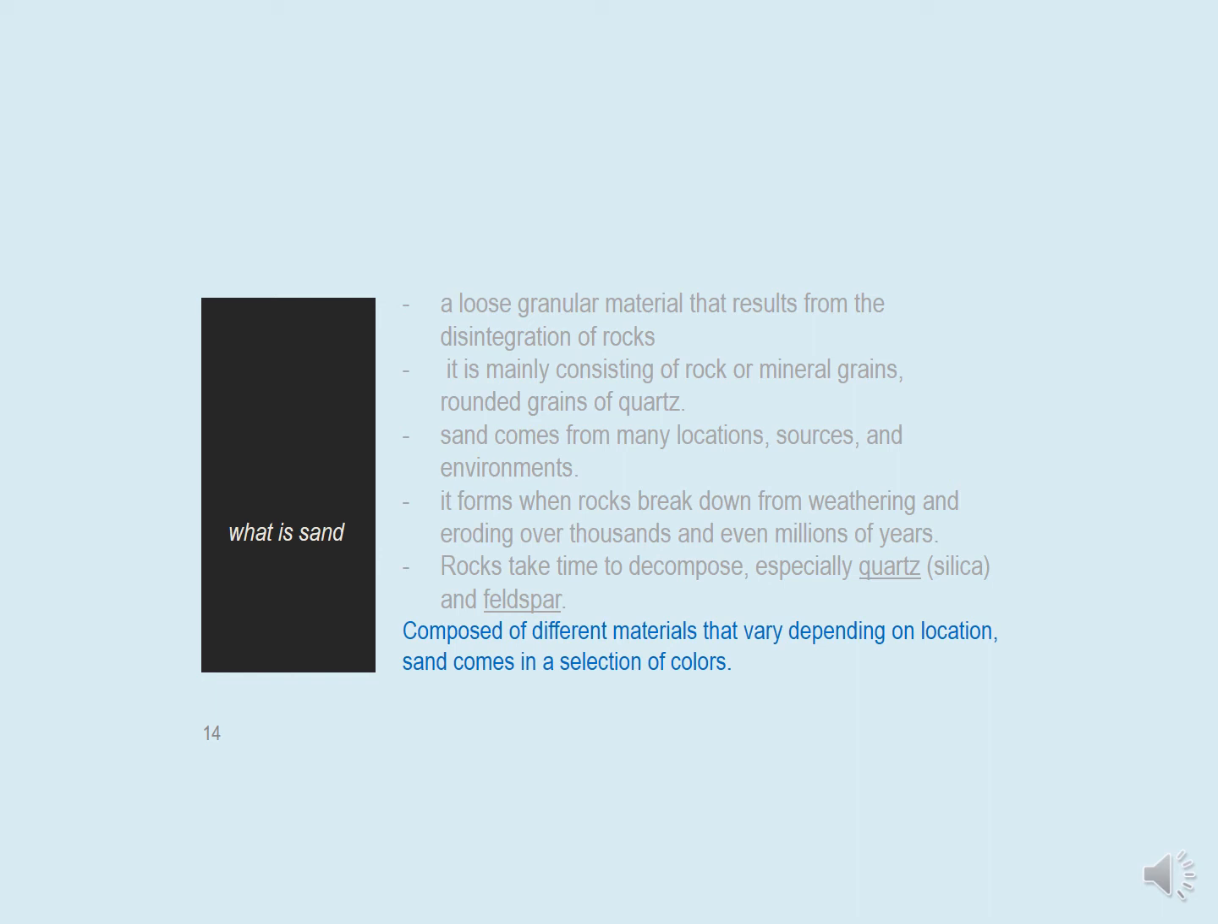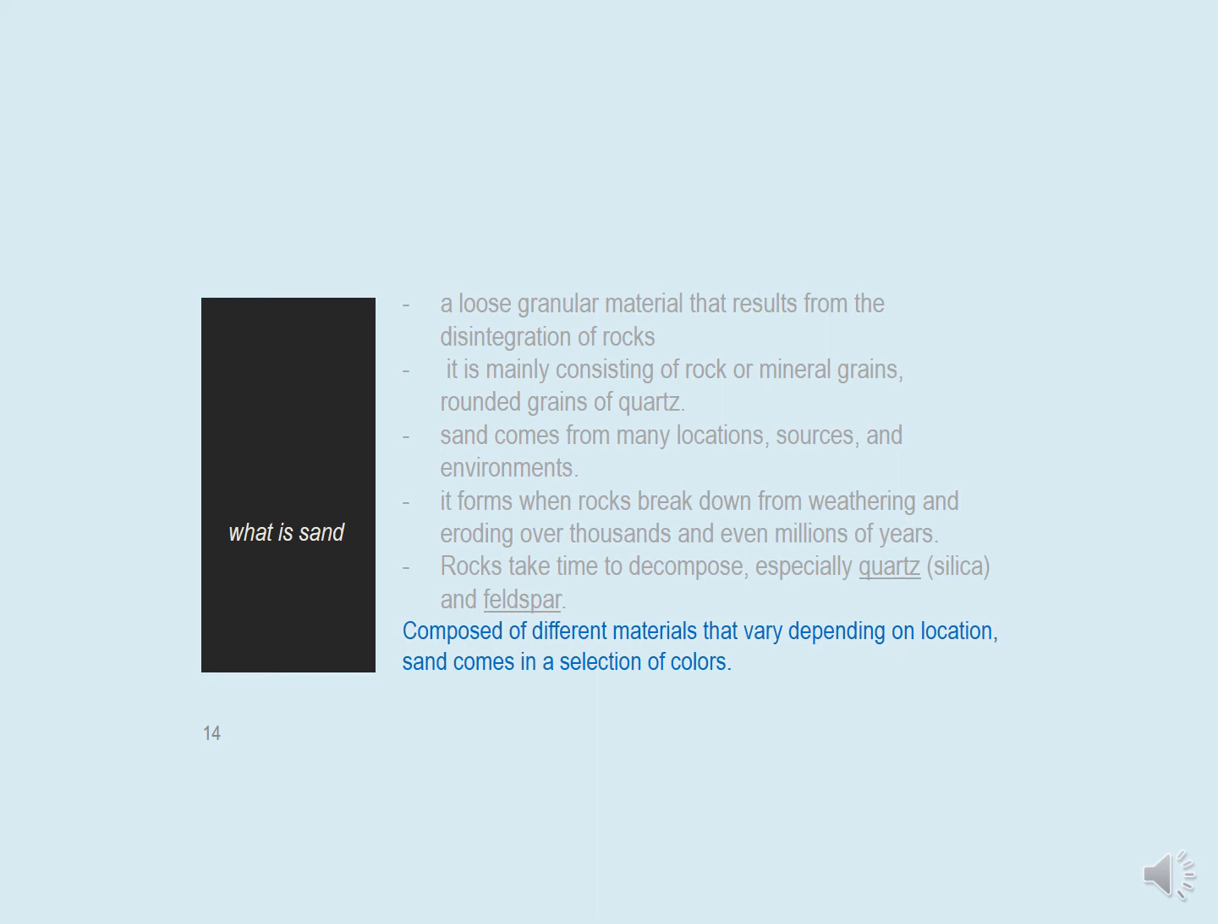For the second research presentation, I only focused on sand because it's the element that is most linked and connected to my previous research. So what is sand? It's a loose granular material that results from the disintegration of rocks. It mainly consists of rock or mineral grains, rounded grains of quartz. It comes from many locations, sources, and environments.